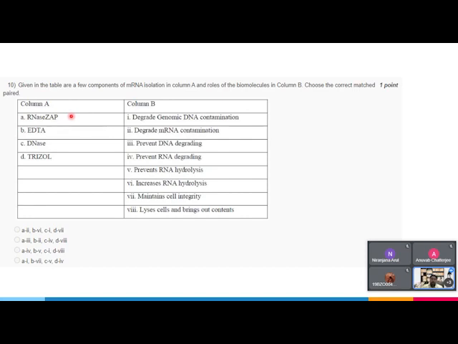Column A has RNase ZAP, EDTA, DNase, and Trizol, and in column B we have the functions of these things. First is degrade genomic DNA contamination, degrade mRNA contamination, prevent DNA degradation, prevent RNA degradation, prevent RNA hydrolysis, increase RNA hydrolysis, maintain cell integrity, lyse cells and bring out contents. And we have various choices matching these. So look at the columns and try to solve this.